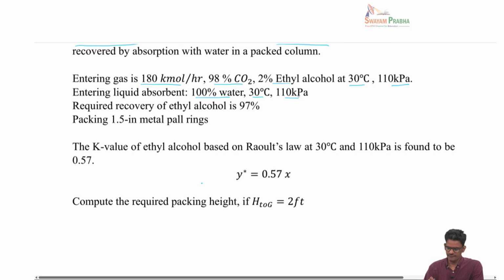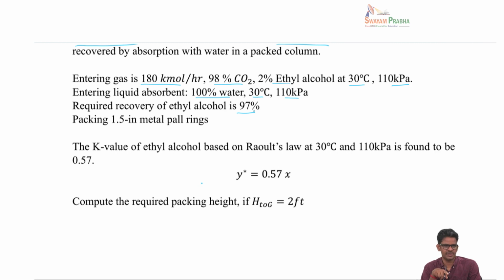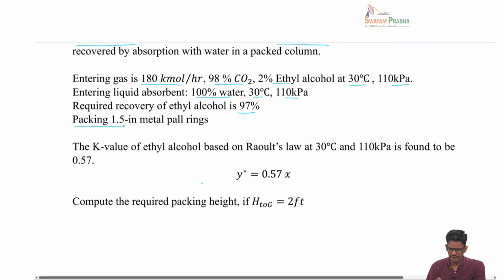The required recovery of ethanol is 97%. The inlet stream contains 2% of ethanol. In that 2%, you have to remove 97%. So that's a design specification. And the packing involves 1.5 inch metal Pall rings.